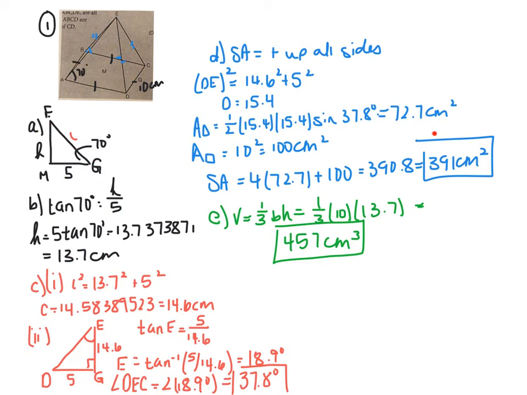So the area of one of these triangles is 72.7 centimeters squared. The area of the base is just a square, so it's just the 10 squared, the side squared, which is 100 centimeters squared. So then the total surface area, we have 4 of those triangles at 72.7 centimeters squared and one square at 100 centimeters squared. So we end up with 391 centimeters squared for our surface area. Volume of a pyramid is 1/3 the base times the height. Well, the base is 10, and we found the height over here in part B, which was 13.7, so you end up with a volume of 457 centimeters cubed.